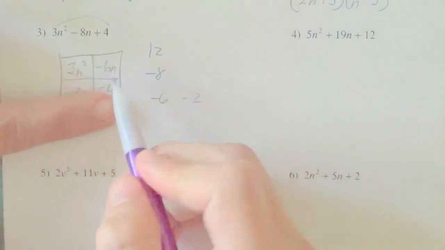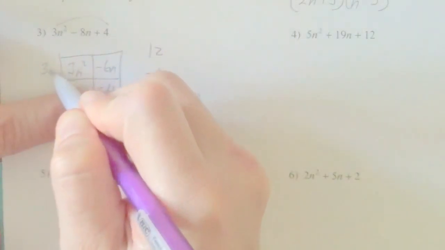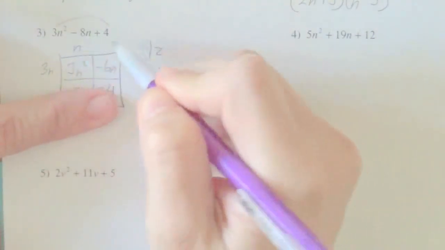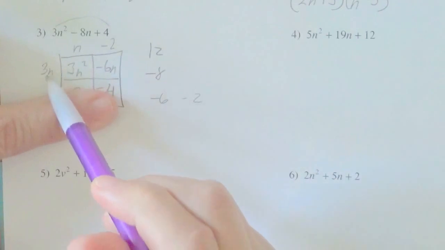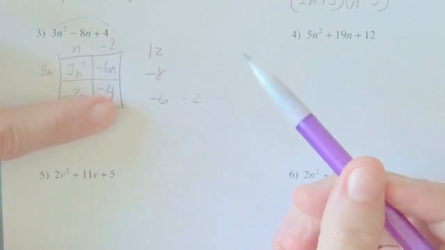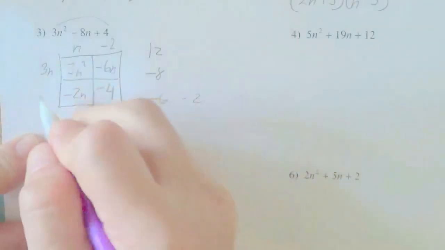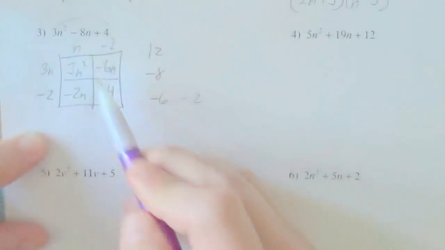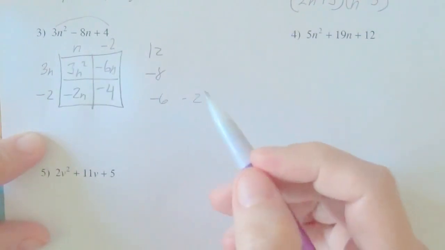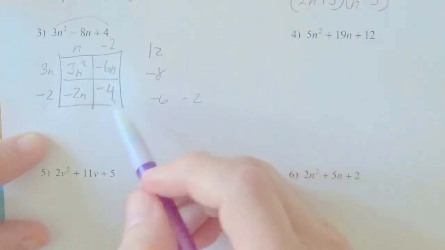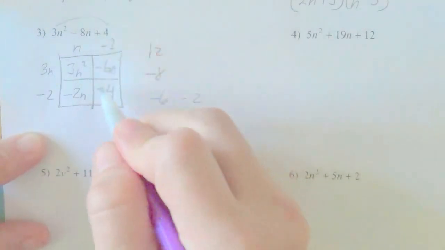And again, focus my attention on the top, pull out a GCF from those. I can pull out a 3n. I'll be left with n minus 2. And you can check, 3n times n is 3n squared, 3n times negative 2 is negative 6n. Do the same thing for the bottom, focus your attention on the bottom, pull out a negative 2 from there. Hopefully I'll be left with, oh, that was a plus 4.